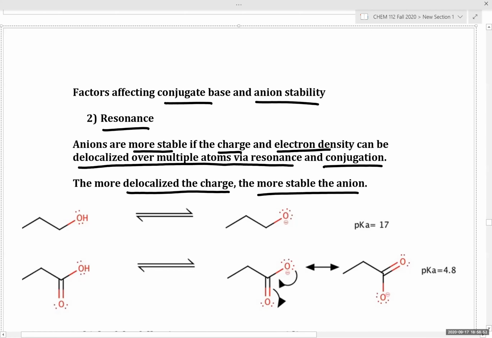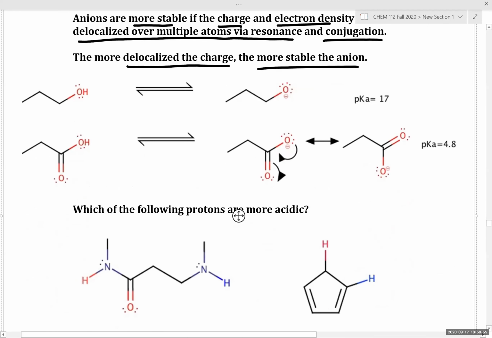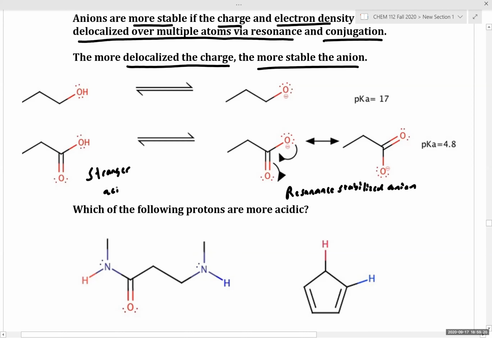We can see this practically when we compare an alcohol to a carboxylic acid, because in our carboxylic acid, we have a resonance-stabilized anion. And as a result, because our anion is more stable, we have a stronger acid for our carboxylic acid. Does that make sense to everyone?